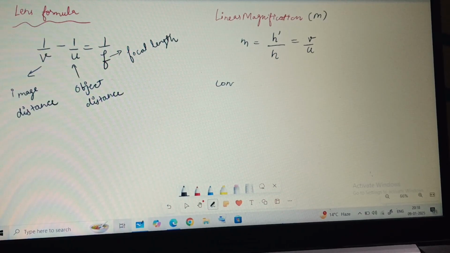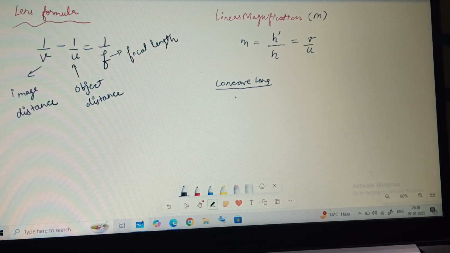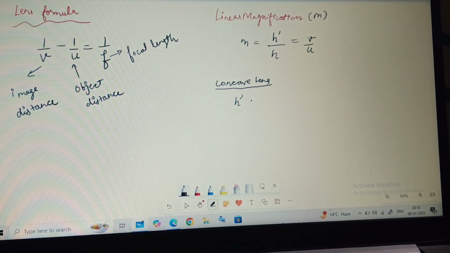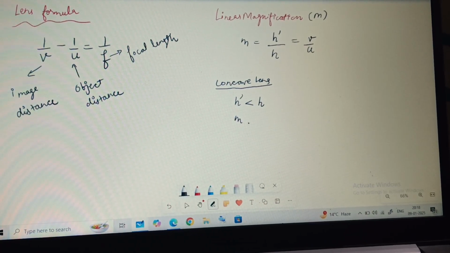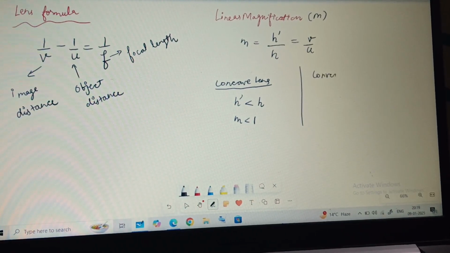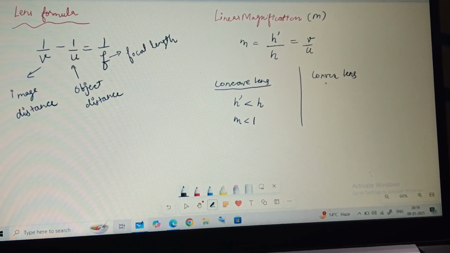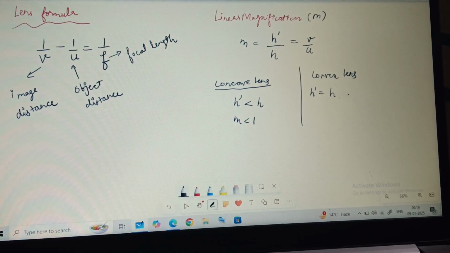Now we have seen that in a concave lens, the size of the image formed is always less than the size of the object, that is, h dash for concave lenses is always going to be less than the height of the object h. So the value of magnification for concave lenses in every case is going to be less than 1. Whereas in the case of a convex lens, we saw that a convex lens forms all the types of images. So if the height of the image is equal to the height of the object, the value of m is going to be 1.